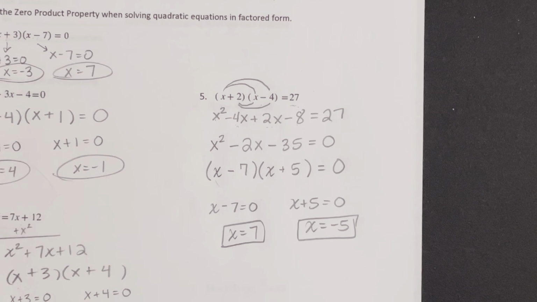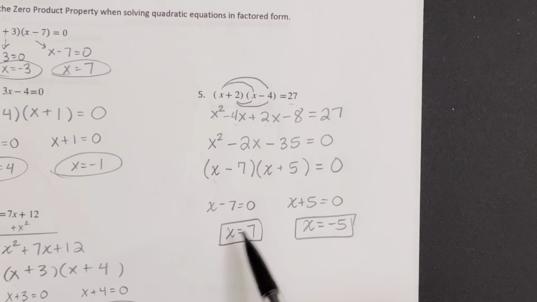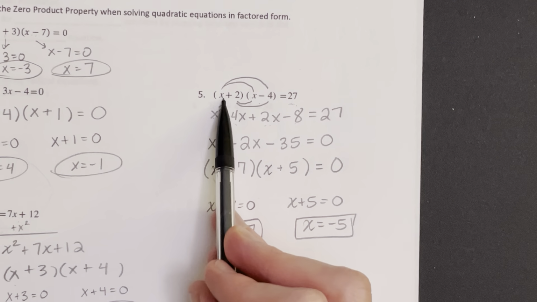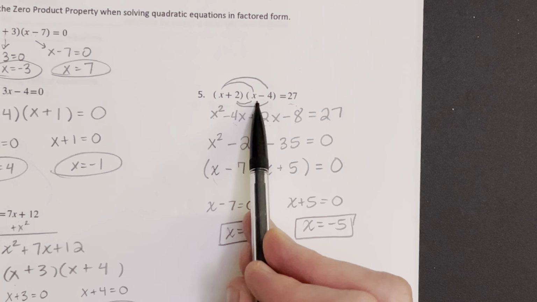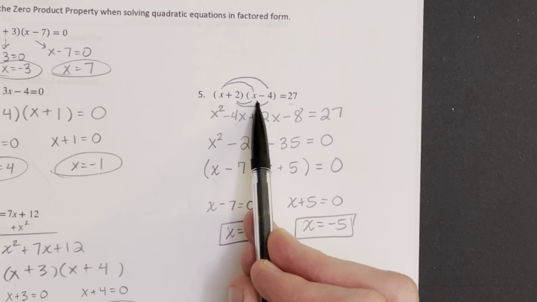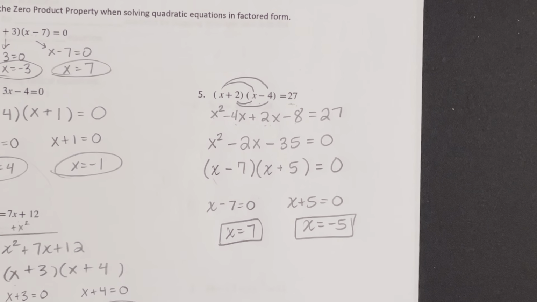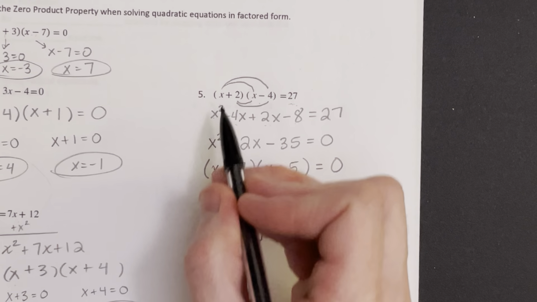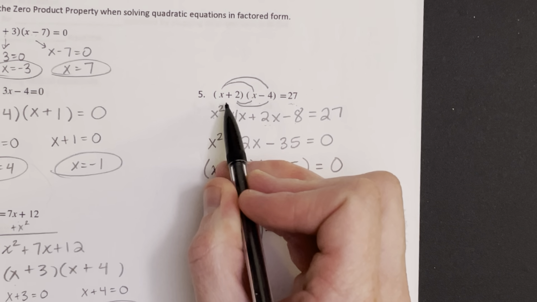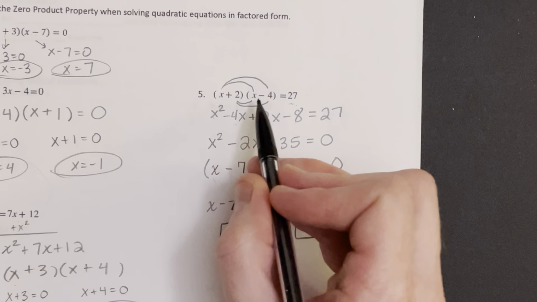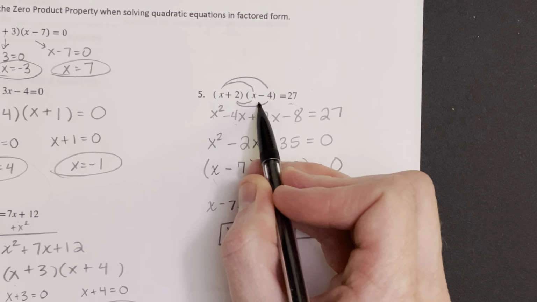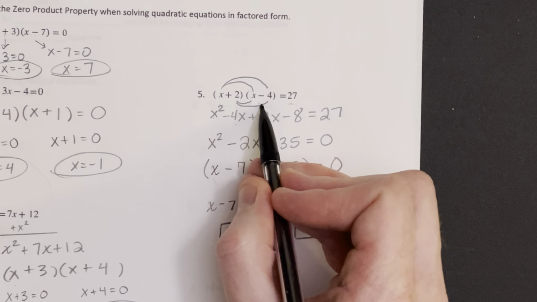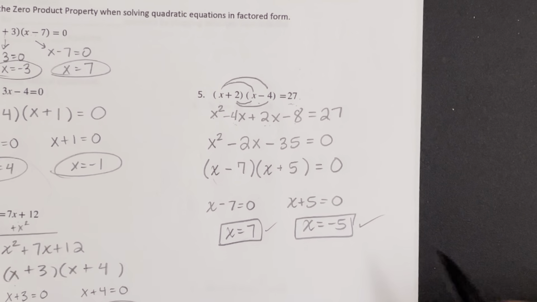Remember, there's a way that you can check your solutions for most equations. You just plug it back into the original and see if it satisfies it. If I plug this back in, I get 7 plus 2, which is 9, and 7 minus 4, which is 3. 9 times 3 is 27, so I know 7 works. We can also do that with negative 5. Negative 5 plus 2 is negative 3, and negative 5 minus 4 is negative 9. And negative 3 times a negative 9 is 27, so that does check out.